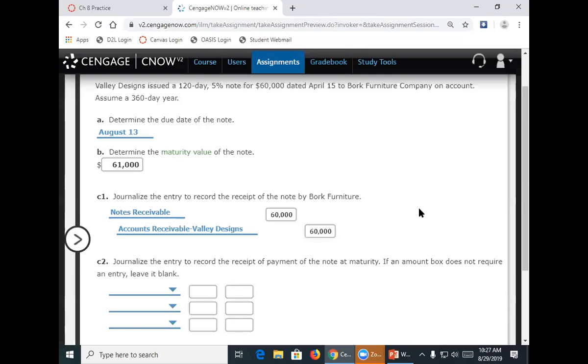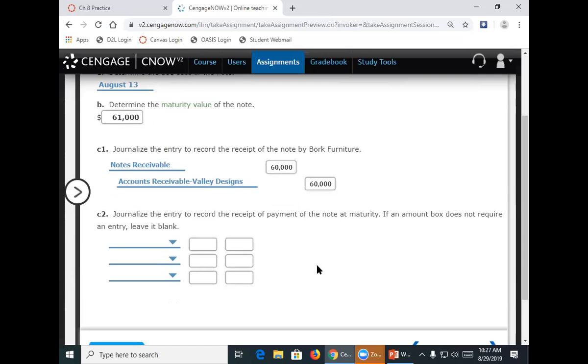The last little part of this one says, journalize the entry to record the receipt of payment. What would I debit to record the receipt of payment that they owe us? This is the note on the day of maturity or the due date. Cash, good. For how much? 61,000. Very good. So cash gets debited 61,000.